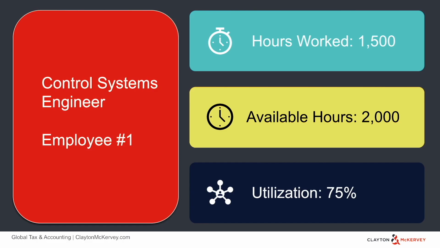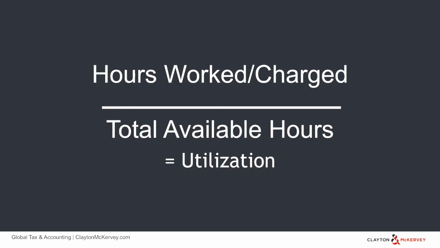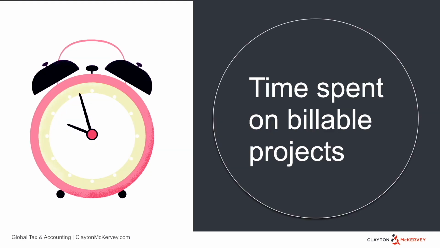To explore this, we're going to look at one employee of an electrical engineering facility, a control system engineer. That employee had 1,500 hours billed to work in the past year. The general work year consists of 2,000 available hours. Therefore, that employee was billable or utilized 75% of the time. And how did I compute that? Well, I looked at the total hours worked, or hours charged to jobs, and divided that by the total pool of available hours. And what does that compute? Well, time spent on billable projects.